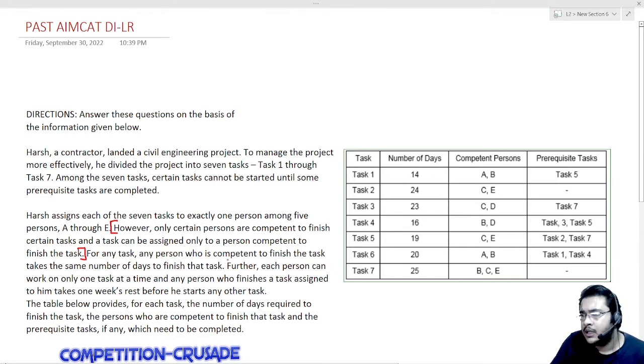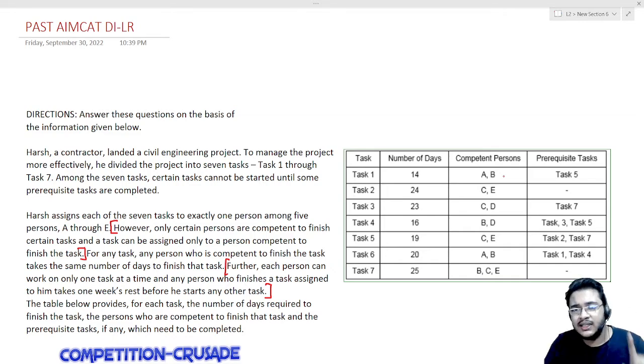Further, each person can work on only one task at a time, and any person who finishes a task assigned to him takes 1 week's rest before he starts another task. So basically, hypothetically speaking, we are not interpreting the set right now, if B has completed task 1, task 2 B can only start after taking a 7 days rest.